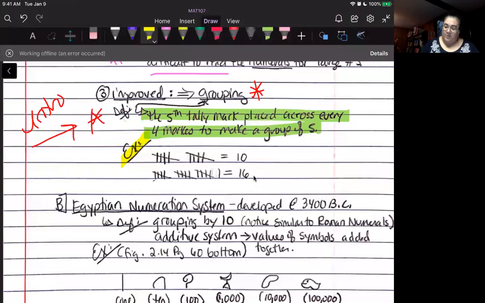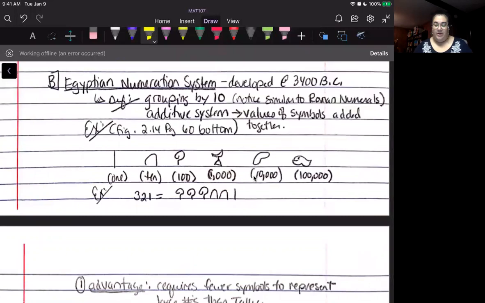So now the first system that we're going to look at is the Egyptian numerical system or numeration system, okay? Little background information. It was developed in 3400 BC, so it's quite ancient, okay? They also group by tens, which is very similar to what we use, okay? The system they used was a lot like the Roman numeral system, which we will actually be looking at a little bit later on, okay? And they had what's called an additive system, meaning that the values of the symbols add together. This is the case for the Roman numeral system as well, okay?